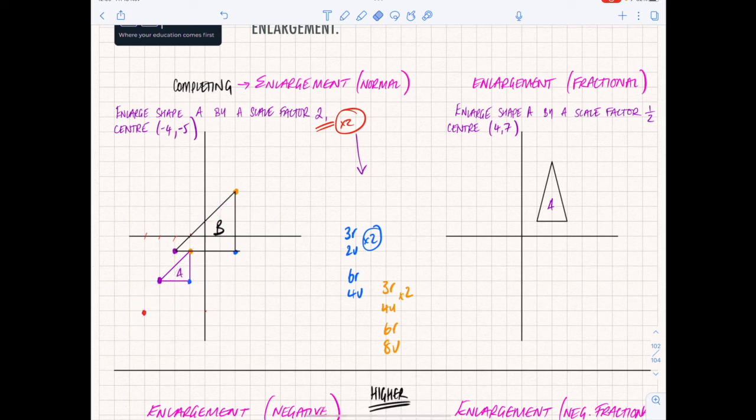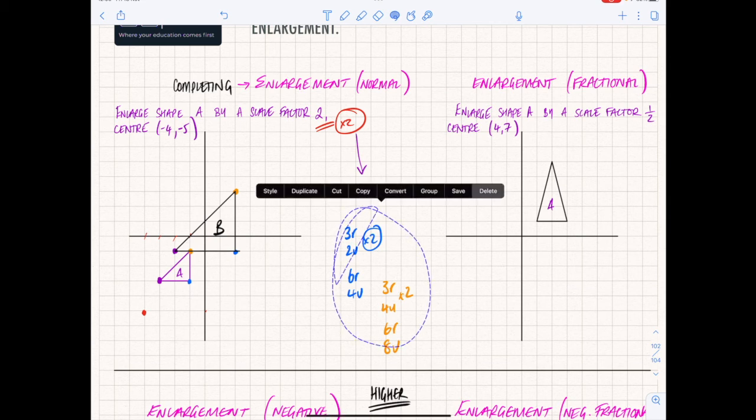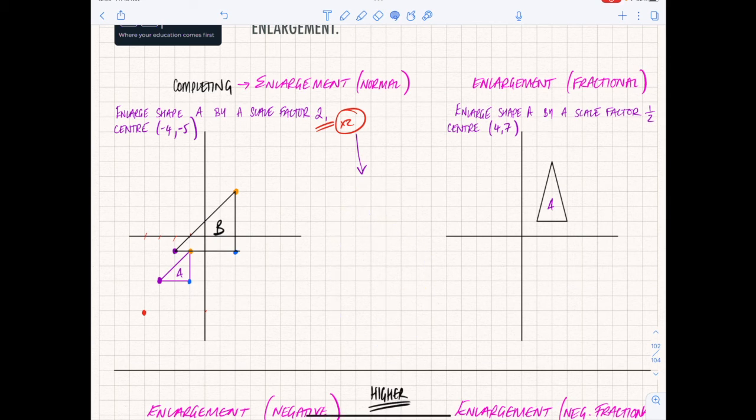Okay, so just remember, you're going from the centre of enlargement to each point, count how many squares right or left you go, and then up or down. And then from that, double it because the scale factor is 2. If the scale factor was 3, I'd times it all by 3. Okay, right, let's look at what happens with fractional.